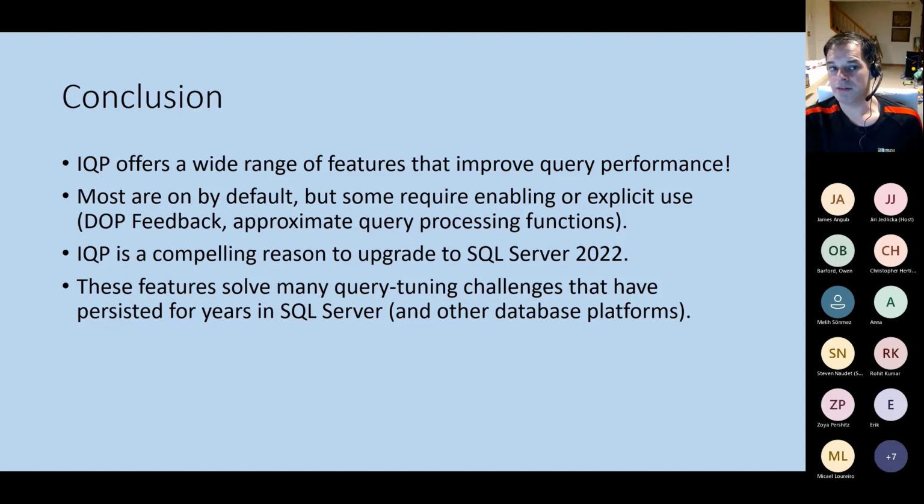And because of all the new features that involve persistence and feedback, DOP, CE, parameter-sensitive plan optimization, 2022 really has some of the biggest upgrades to intelligent query processing yet. Because they're so wide-ranging. It's not just column store, it's not just batch mode, it's not just a very specific feature and niche use case. These are things that affect everybody. Those three pieces combined can be what saves you or makes your workload far more efficient and everything faster. So it's a really compelling reason just to upgrade.